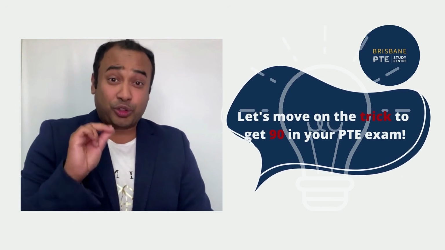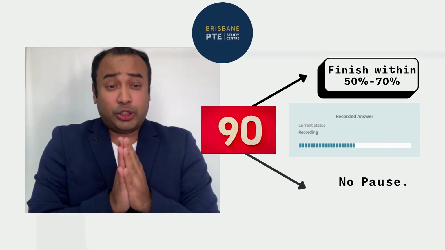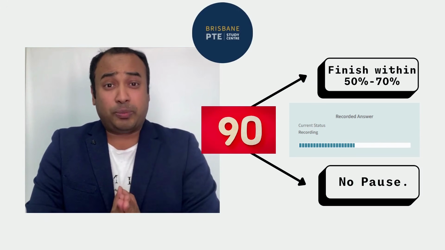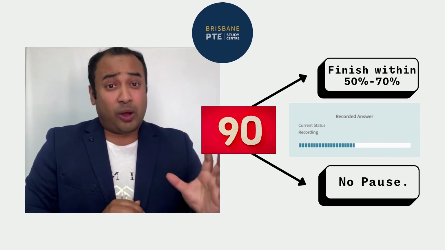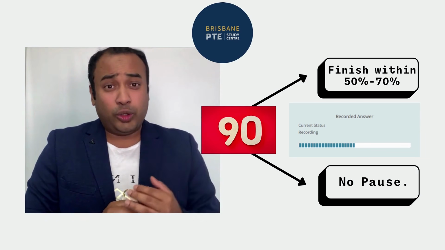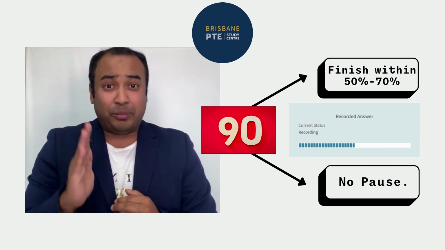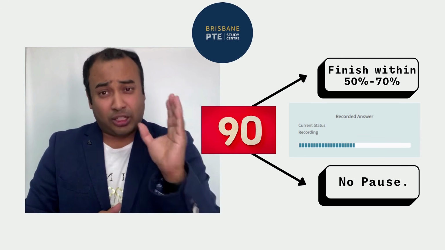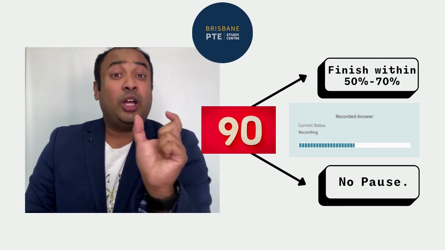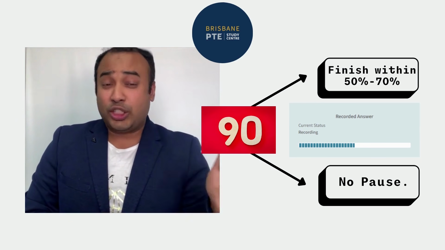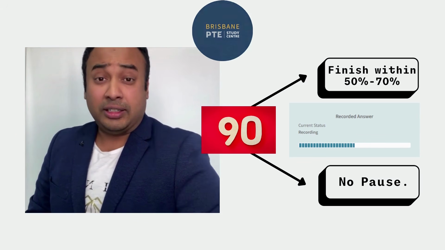Now let me give you a trick how to get 90 in the PTE exam. Now you have to remember, to get your score, you need to speak without any hesitation for 40 seconds. Now, for our trick, what we're going to do is that you need to speak between 50% of the bar to 70% of the bar. As long as you can finish between 50 to 70% of the bar without making any pauses, you should get 90, okay? So how it's done?